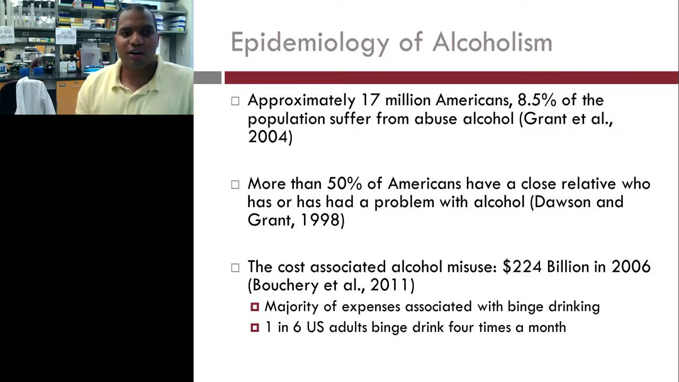So alcohol abuse or alcoholism, as most people typically call it, is a huge problem in the United States. Approximately 10% of the population suffers from alcohol abuse or would be classified as having an alcohol use disorder. But over 60% of individuals actually consume alcohol in some form or fashion. More than 50% of Americans, because of the epidemiology around it, have a close relative who has or has had a problem with alcohol abuse. Estimates suggest that it costs the United States approximately $224 billion to correct issues associated with alcohol abuse.